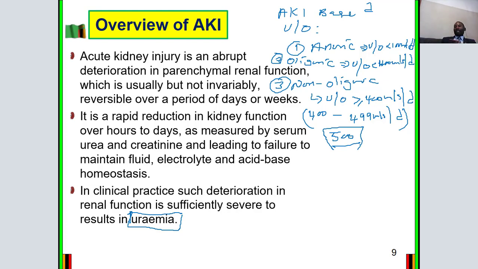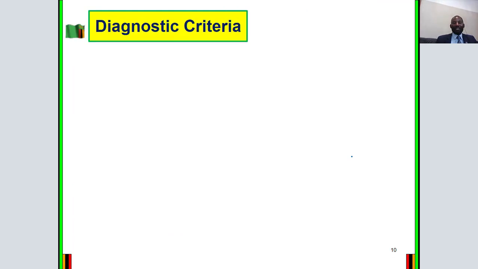So anuric simply means there is anuria there, and we said about anuria. Oliguric, there is oliguria there, but non-oliguric, it's not in that range that we talked about. So it's in the range of 400 to 499. Okay, 500 is normouria. That's adopted clinically. But an excellent clinician will be very happy with a patient whose urine output is at least 1,500 and above.